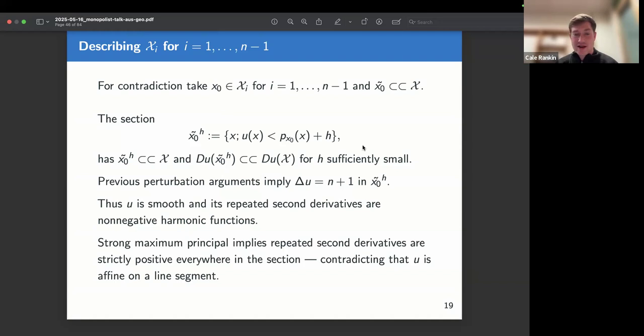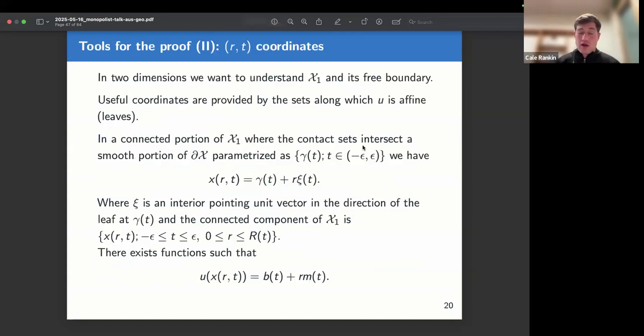If I differentiate that equation twice, I've got that my second derivatives are harmonic functions. But by convexity, they're non-negative harmonic functions. So strong maximum principle says they're either strictly positive or zero everywhere. Because our section doesn't extend to the boundary, our function lifts up in all directions. Its second derivatives are not zero. So then they're strictly positive, which means you can't be affine along a line segment. So that gives us that classification, the first three parts of that theorem.